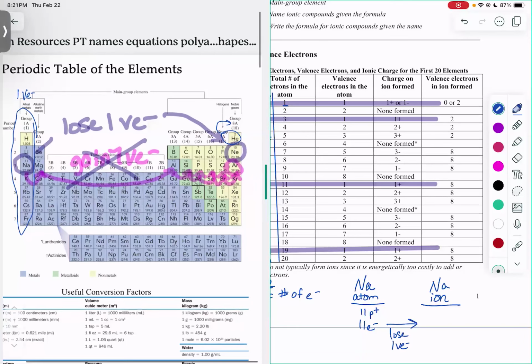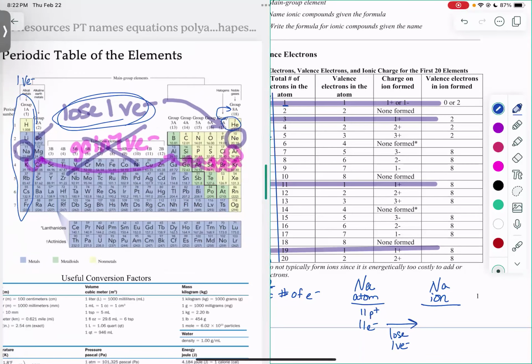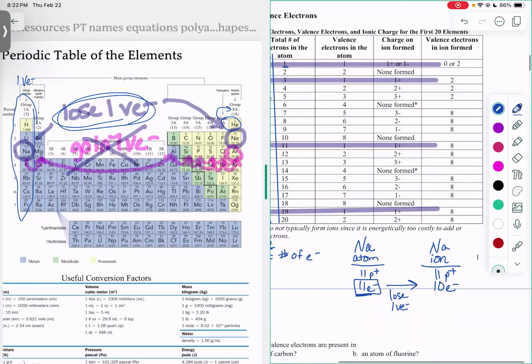That's what we said right here. We're going to lose 1 valence electron. So here we go, losing 1 valence electron. If we had 11 and we lose 1, now we only have 10 electrons. We still have 11 protons, but we only have 10 electrons. Out of those original 11 electrons, one of those electrons was a valence electron. The other 10 electrons were inner electrons.